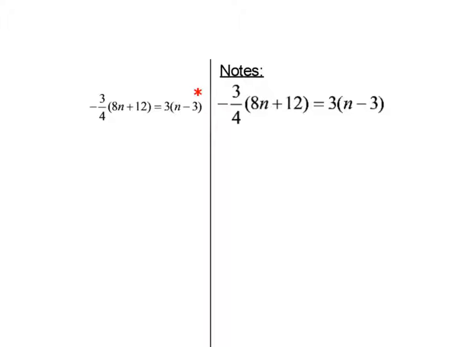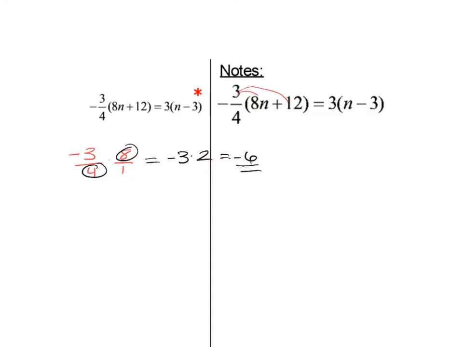So, of course, I'm going to still distribute. Notice that when I take a 3/4 times an 8/1, I can do this two ways. I can say, well, I have 8 and I have a 4. 8 divided by 4 is what? 2. That's the same thing as -3 times 2, which equals -6. So I have 8 divided by 4 times -3, which is going to give me -6. Or I can do -3 times 8, which is -24 divided by 4, which is also going to give me -6. So you have two ways to do that fraction.